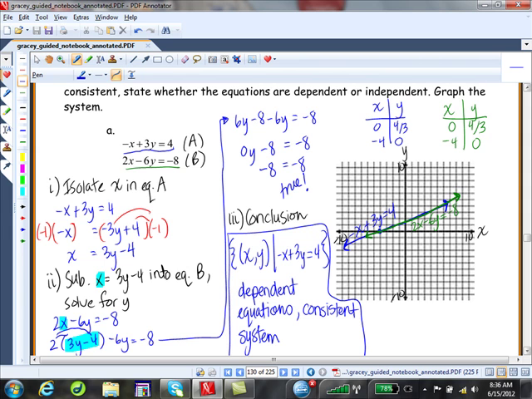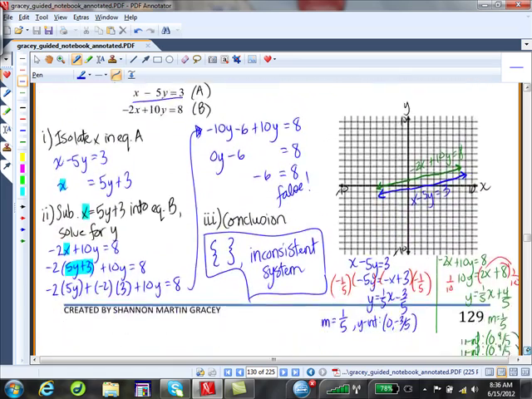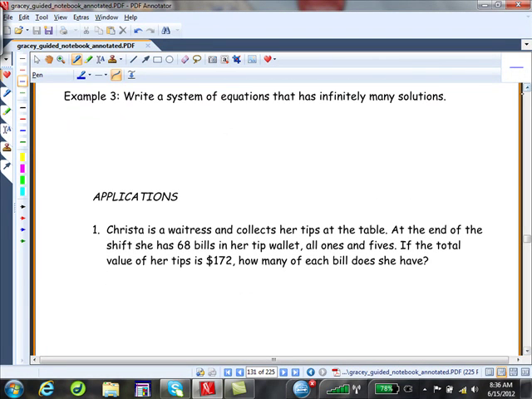So if we need to come up with a system that has infinitely many solutions, then you can pick whatever you want for your first one. What do you guys want to do? How about, I don't know, 5x minus 12y equals 3. Sound good?